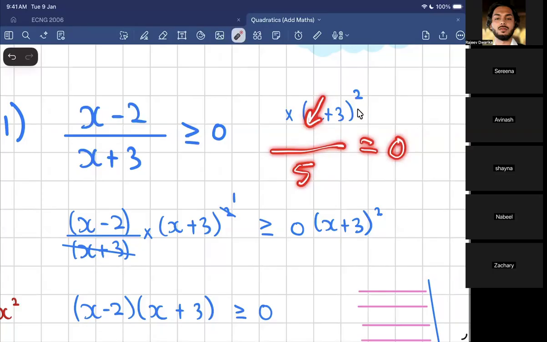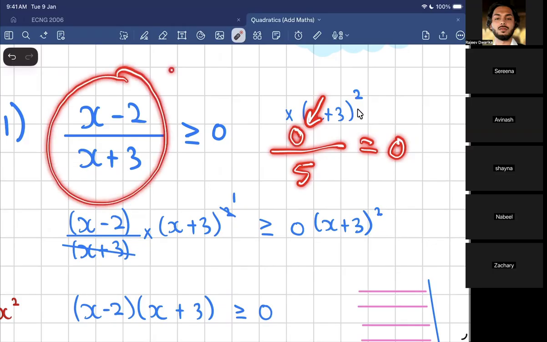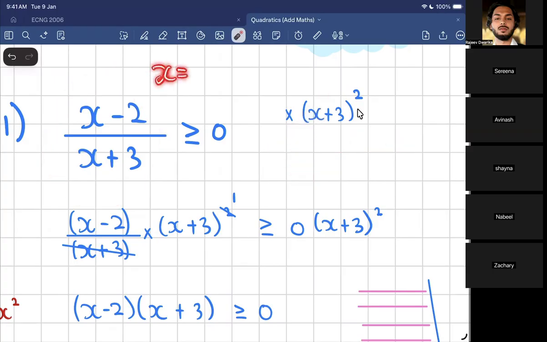Zachary, tell me. If I have something over 5, what do I need to put on top to give me 0? I would have to put 0. So, Zachary, what value of x would make the numerator 0? Positive 2. So when x is equal to 2, doesn't that give me 0? Because 2 minus 2 is 0, and 0 over anything is 0. You understand what I'm saying?